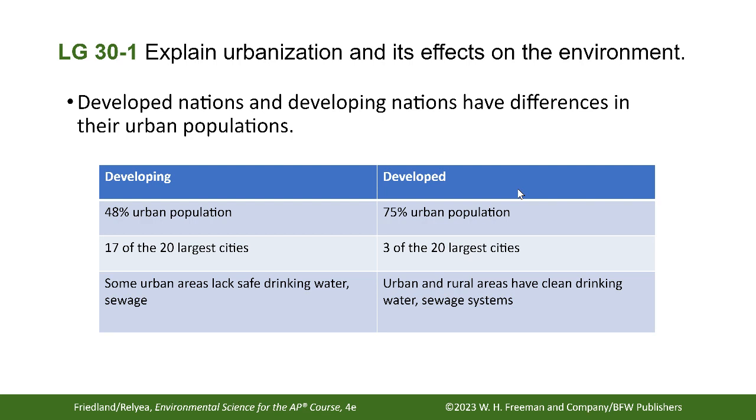Okay, issues with this: some urban areas lack safe drinking water and sewage. So these people are all living on top of each other, and they don't have the basic infrastructure that you and I are used to, with running water that comes to our house when we turn on the faucet, or a toilet that flushes and takes away our sewage, or a trash service that picks up our waste every week. It takes it somewhere else. We don't have to deal with it, right? So these people are even more packed in than we are, probably, and they have those issues, and so it leads to other things like sanitation problems, health issues, diseases. Okay, and then in developed nations, urban and rural areas have clean drinking water and sewage systems. That's probably what most of you are definitely used to, including myself.